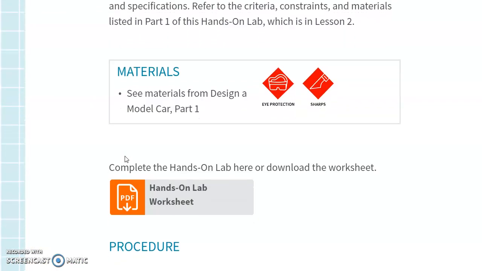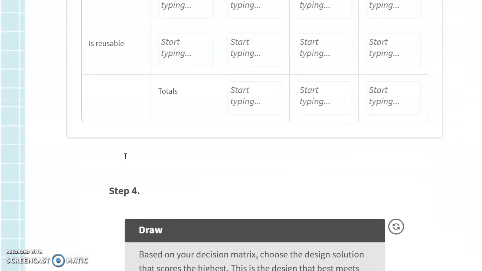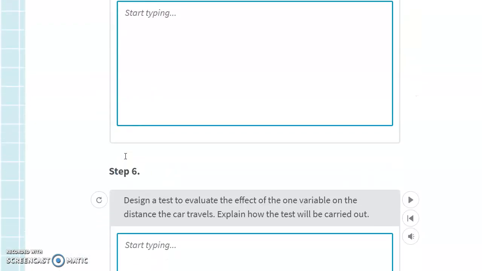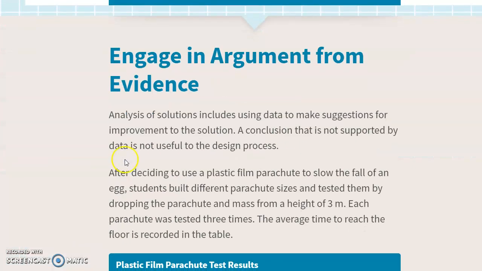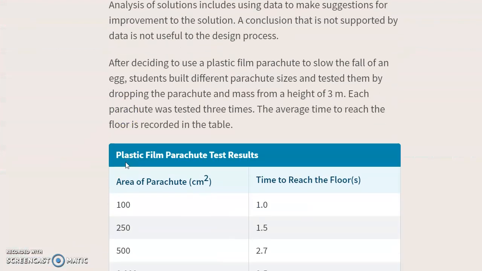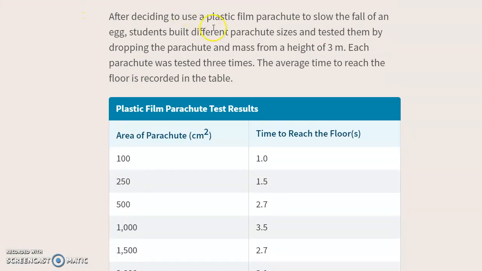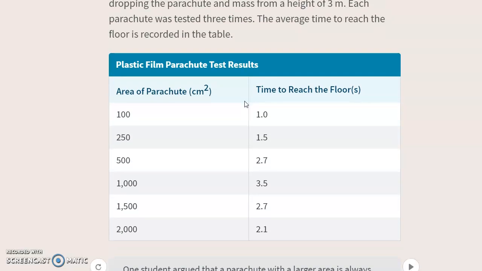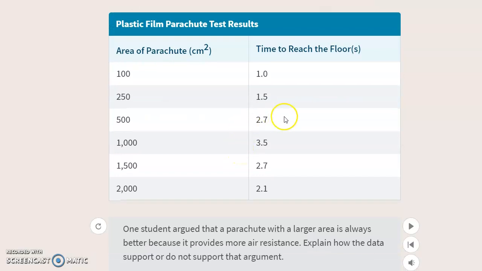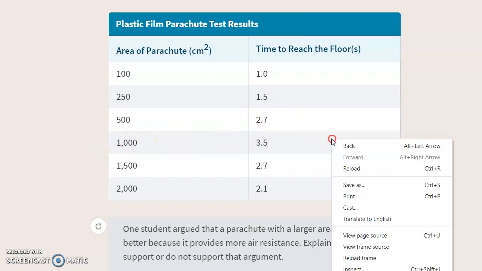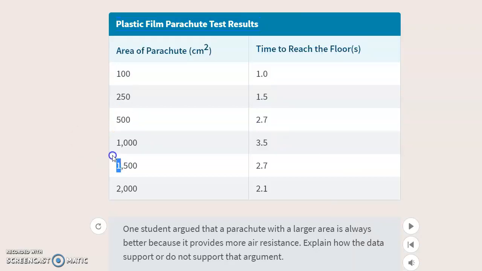Okay, hands-on labs we're not doing right now because you guys are not able to do it in class and you might not have the material at home. So I'm just scanning through the hands-on lab, but we can engage in an argument from evidence. We can look at all the different pieces. So if they decided to use the plastic film, they built different parachute sizes based on that film, and then they tested them 3 times. So then they came up with an average. Testing 3 times is usually good to come up with an average. So here's my 1,000 again with my 3.5. It still had that really great average. It proved itself to be really consistent.